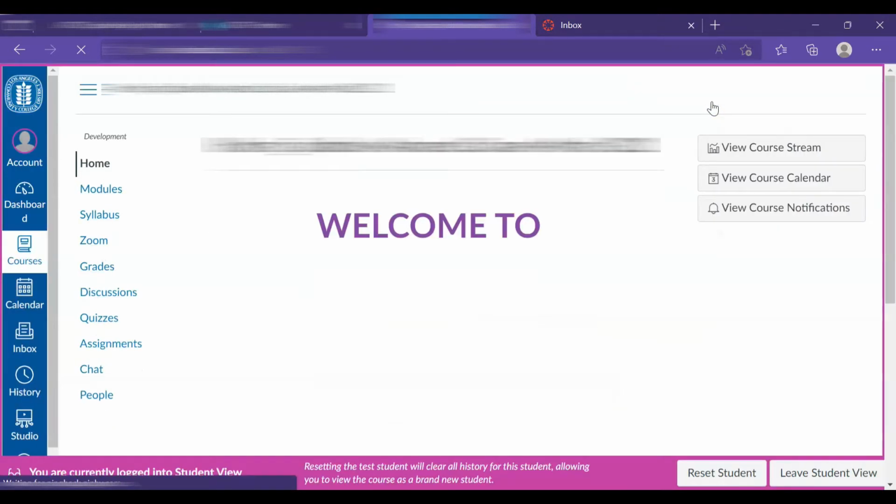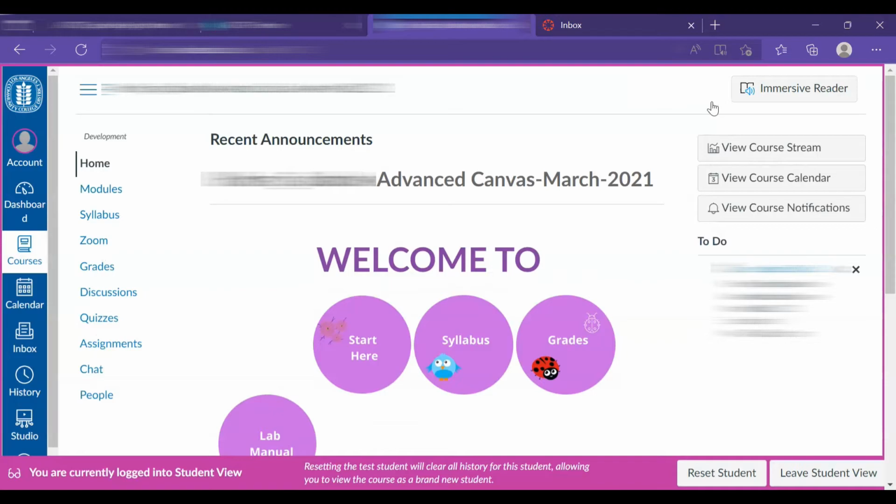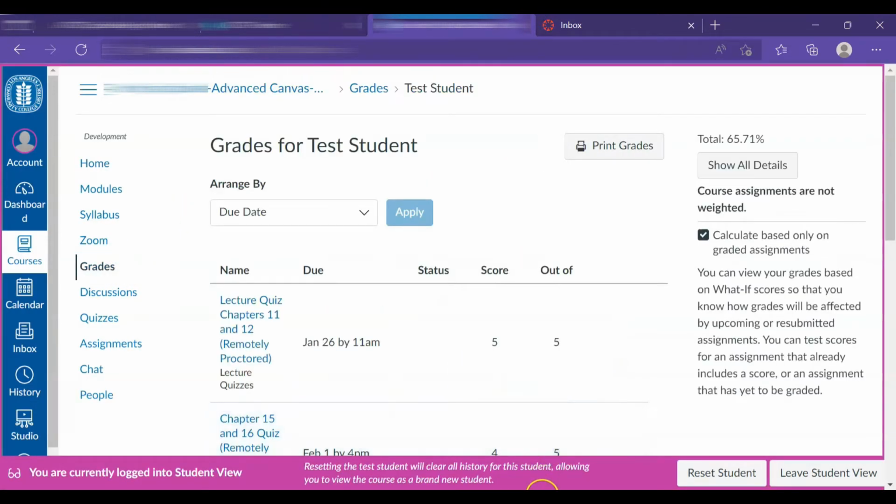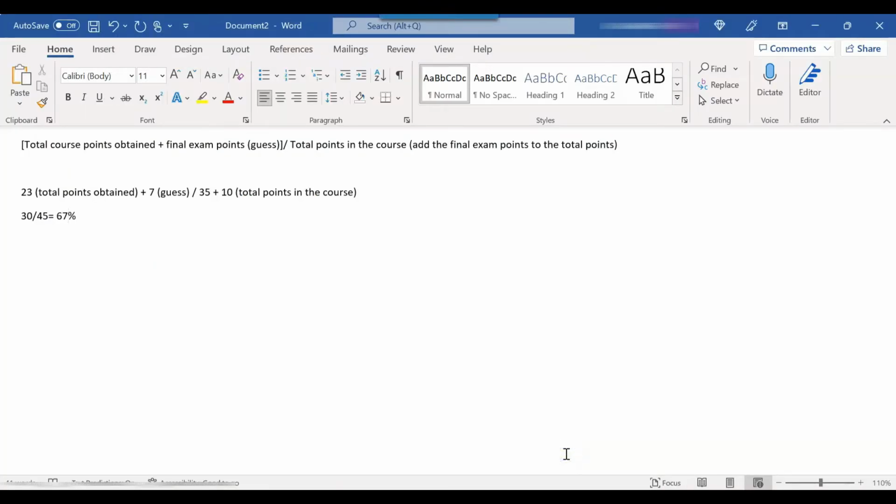You can also calculate the number of points that you need to obtain on the final exam to achieve your goal grade in the course. So now I'm in Student View. I'm going to go to Grades. And I want to show you the formula for determining the percentage that you would obtain in the course if you received a certain grade on the final exam. If the final exam is worth 10 points and you obtain 7 points on the final exam, you would obtain a 67% of the course.